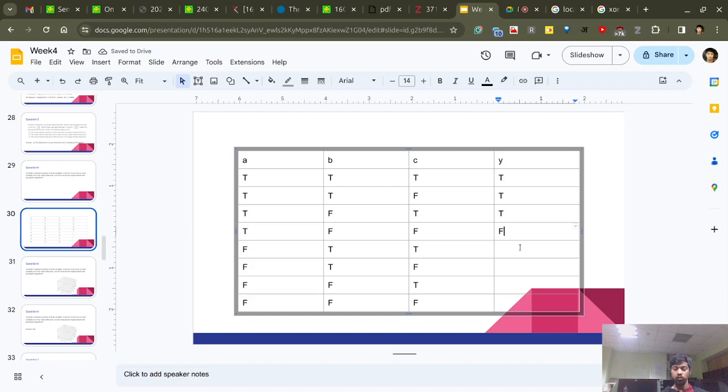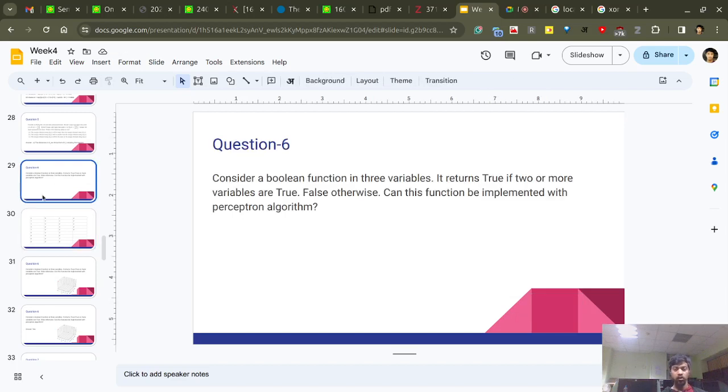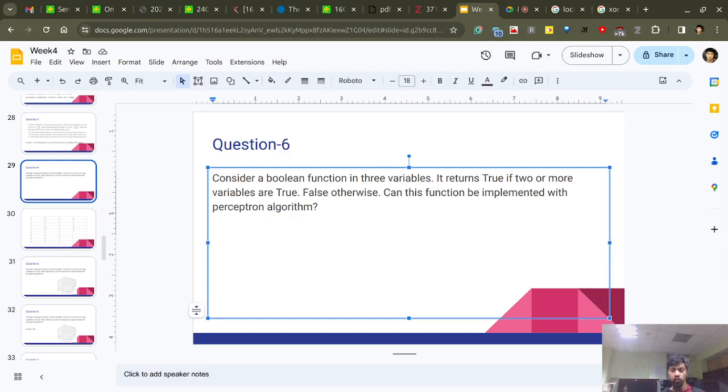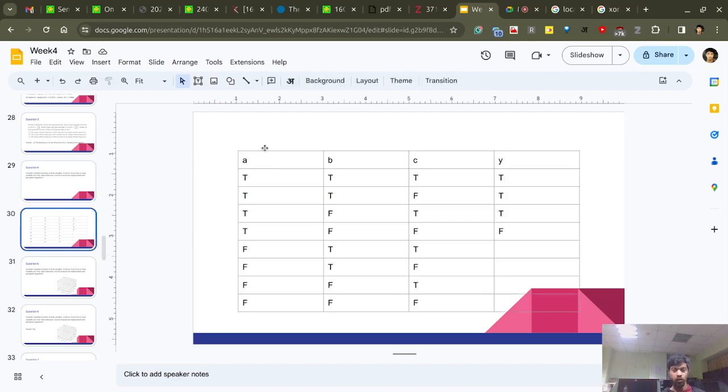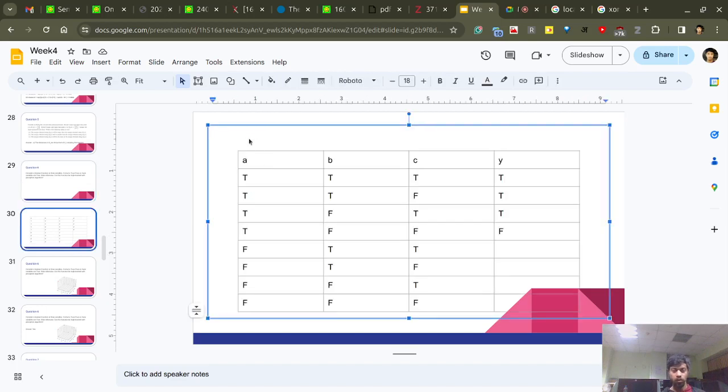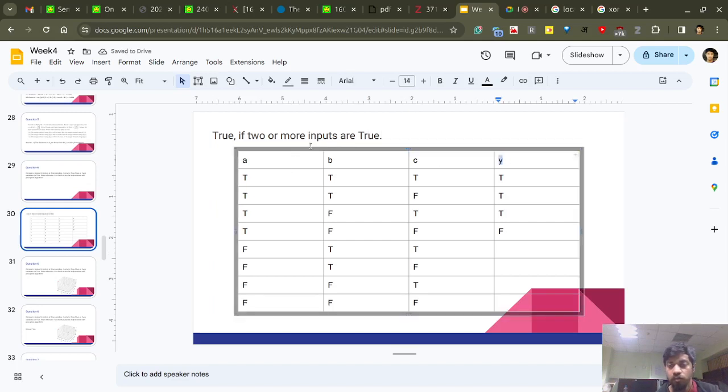Are you applying the XOR operation, sir? No, this is not the XOR operation. So the operation I'll write: true if two or more inputs are true, else false. So this is the heading here.